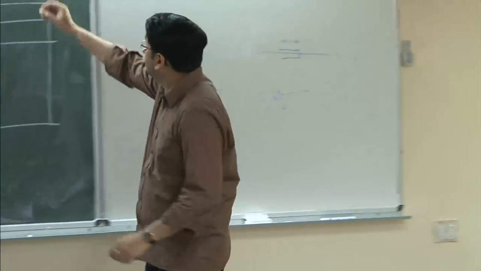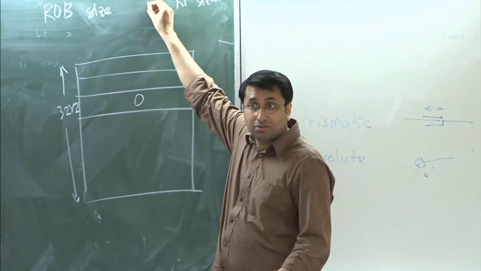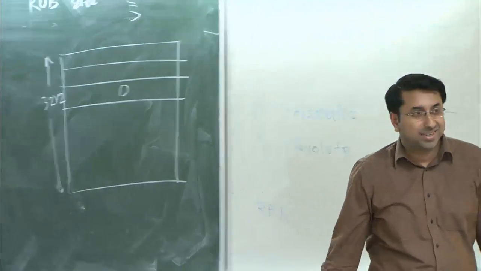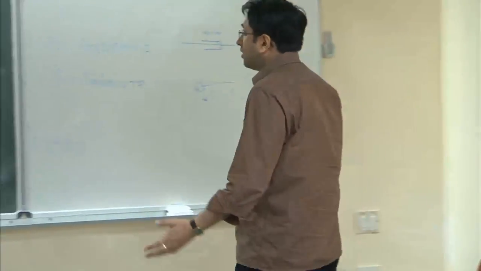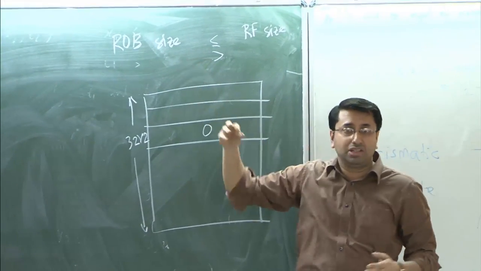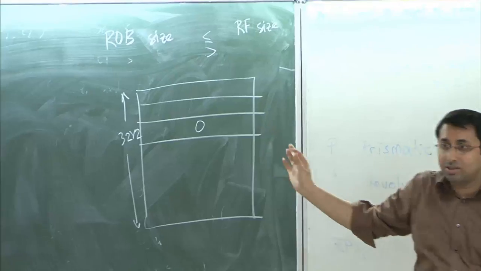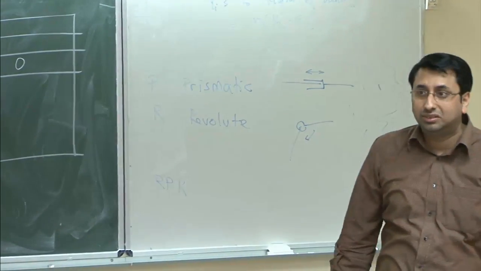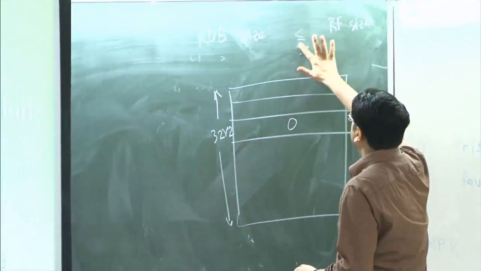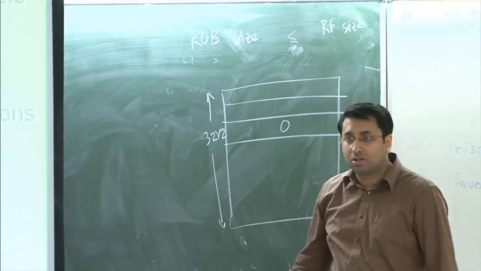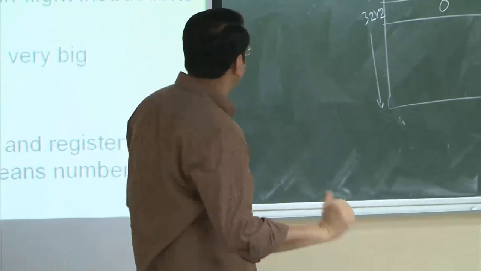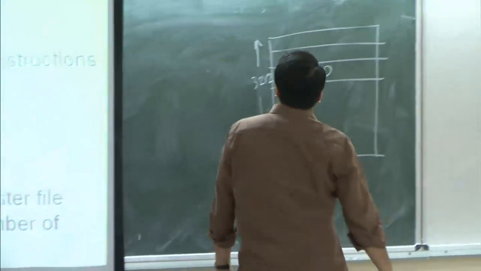So what are you suggesting? Less than or equal to? You're saying that as many physical registers as I have, I should be able to rename that many instructions. So which way is the inequality? What makes sense? Less than or equal to. Yes, because if I have a bigger ROB, some of the slots will remain empty; I cannot rename these instructions in the worst case. Can I tighten this a little bit?